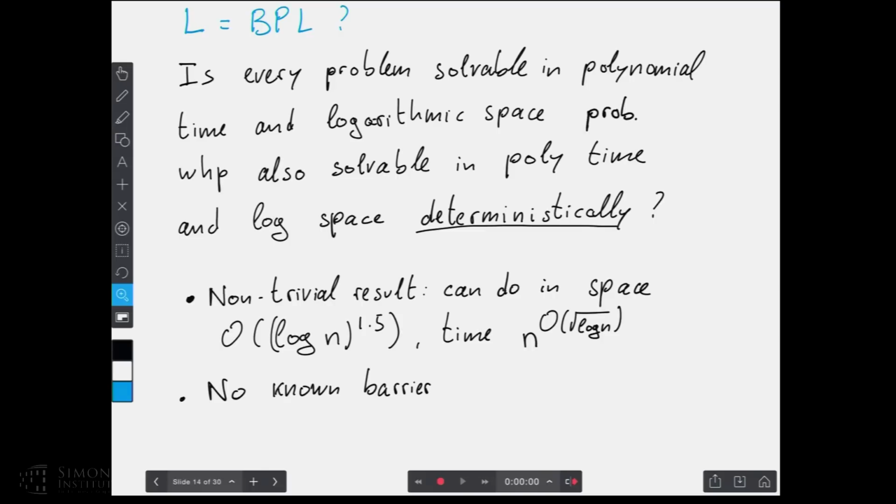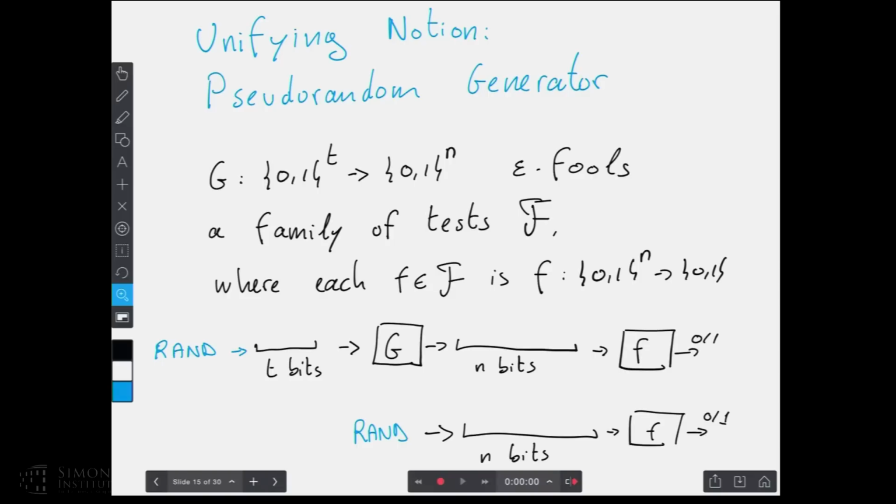And here we know a somewhat non-trivial result. By now it's probably 20 years old, closer to 20. So if a problem can be solved in polynomial time with log n bits of memory using randomness, it can also be solved deterministically with root log n extra memory and not polynomial, but a little bit more than polynomial time. That was the result of Saks and Zhou.